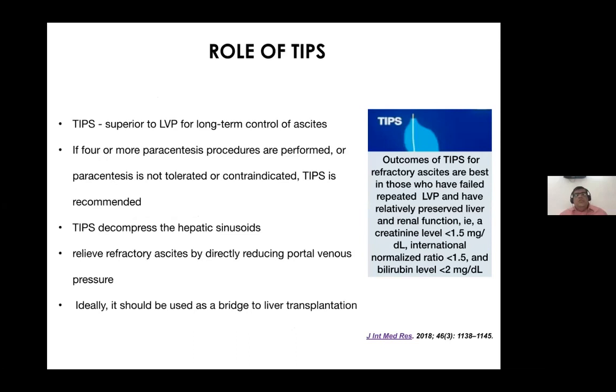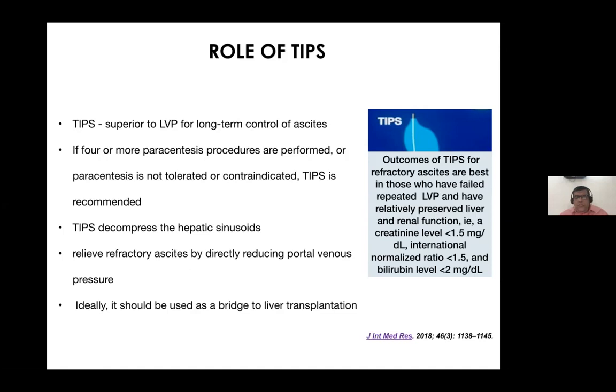TIPS is actually superior to large volume paracentesis for long-term control of ascites. And the guidelines say that if the patient has required 4 or more paracentesis procedures, then TIPS is recommended. The advantage of TIPS is it decompresses the hepatic sinusoids as well. So not only does it improve the circulation, but it also decompresses the sinusoids, and therefore it relieves the refractory ascites by directly reducing portal venous pressure.